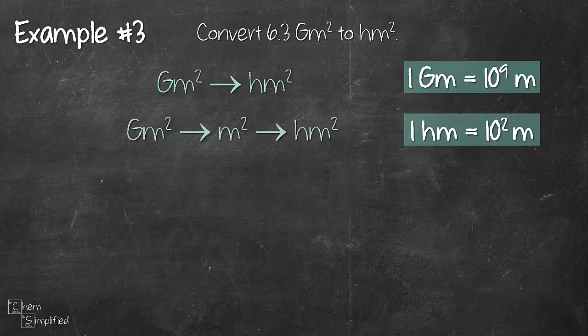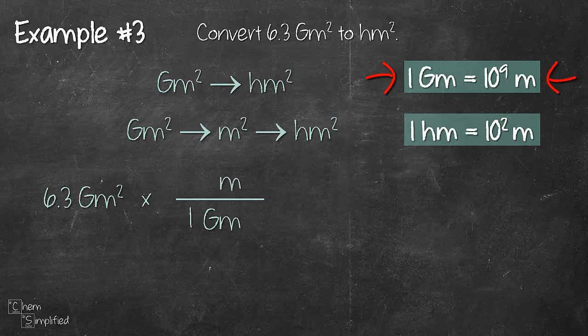So we start off with 6.3 gigameter square, and then we multiply and draw a line across. We're going to place gigameter at the bottom and meter on the top. From the first conversion, we place 1 in front of gigameter, 10 to the 9 in front of meter. So far it's the same as the last two examples. Before we proceed, we need to square everything so that gigameter square can cancel off with gigameter square. So now we have meter square on the top.